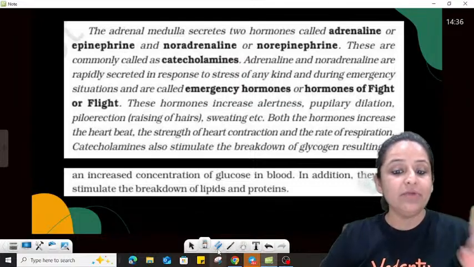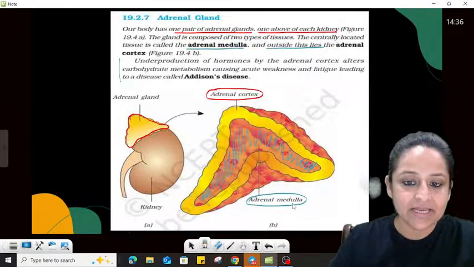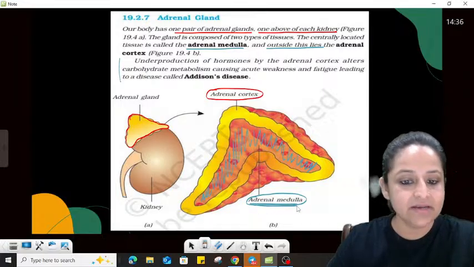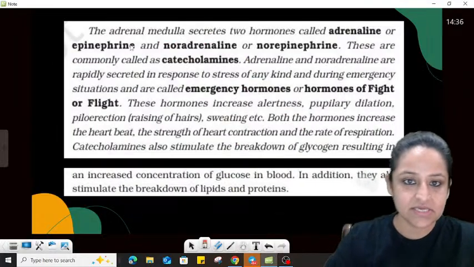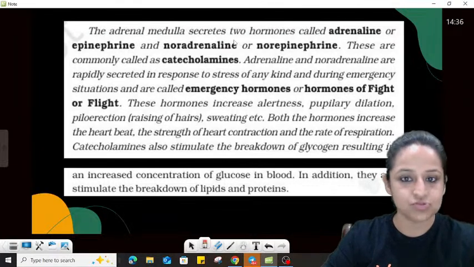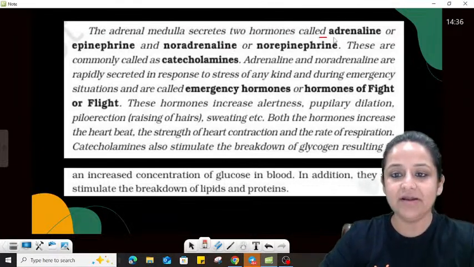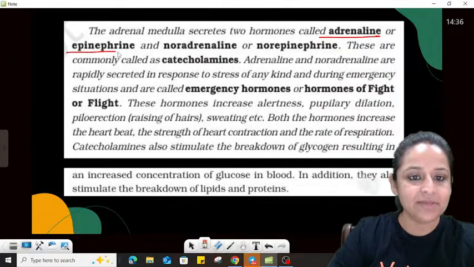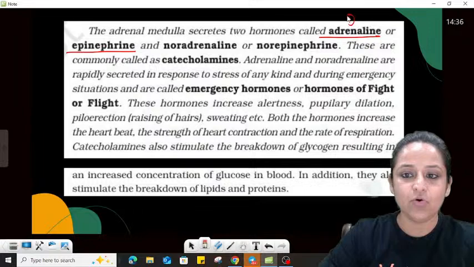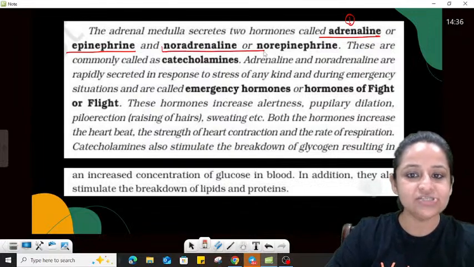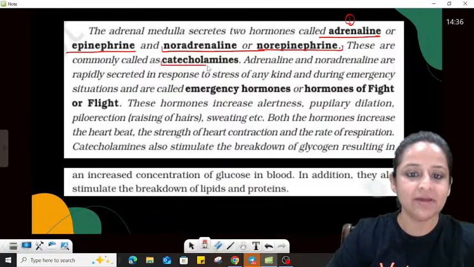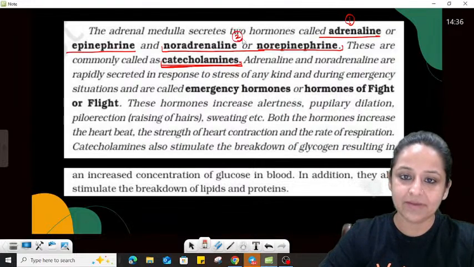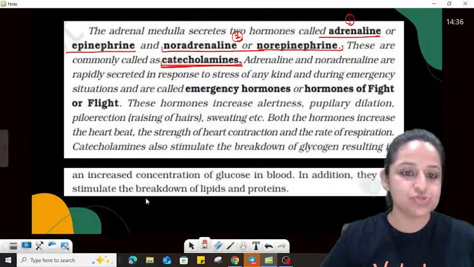Now, the adrenal medulla, the inner part, releases two types of hormones. They are called adrenaline, also called epinephrine, and the second hormone, noradrenaline, also called norepinephrine. Combined together, these hormones are called catecholamines. Now, what do these two hormones do?